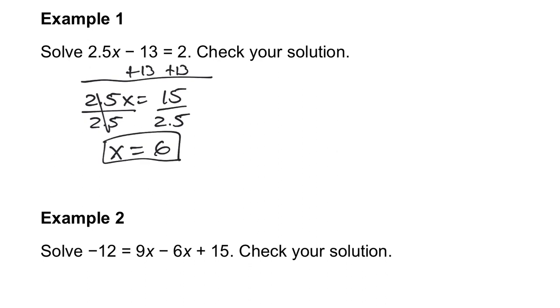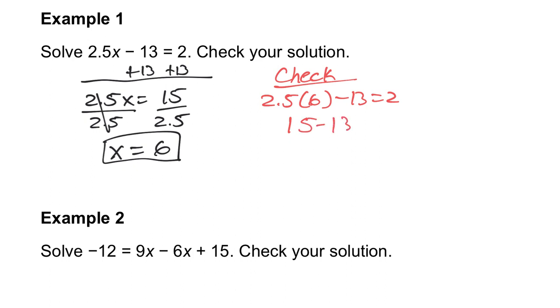x equals 6. We're going to do a quick little check step here. Is 2.5 times 6 minus 13 equal to 2? If I put this in the calculator, I'm going to get 15 minus 13 equals 2, 2 equals 2, so it works. A lot of times your check step is just going to be something you put into the calculator so you can make sure your answer is correct.